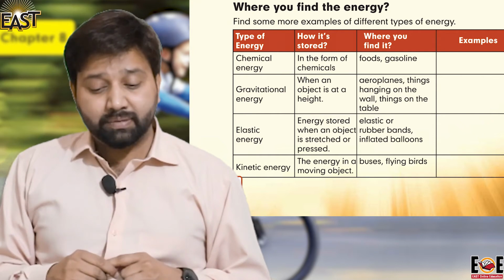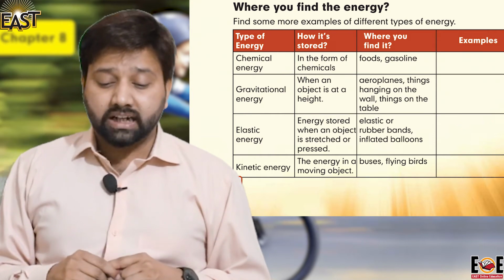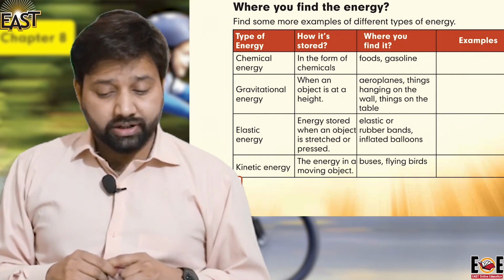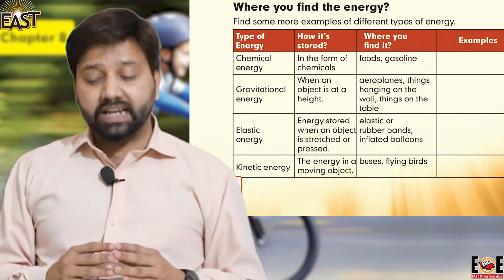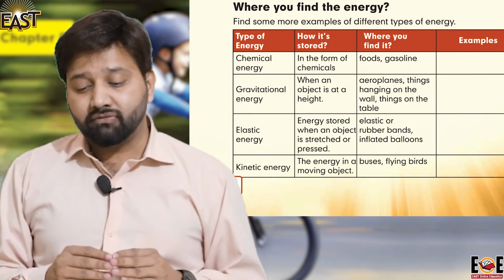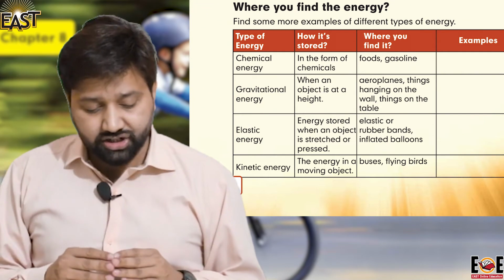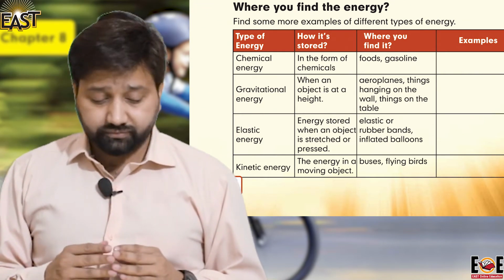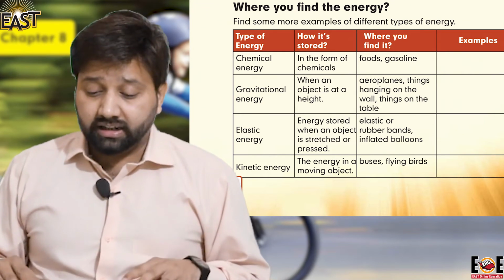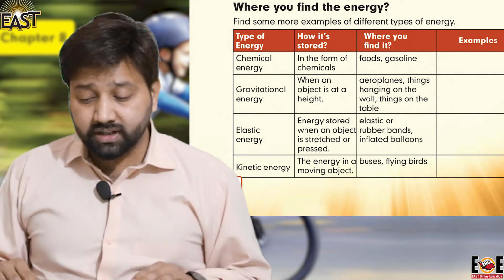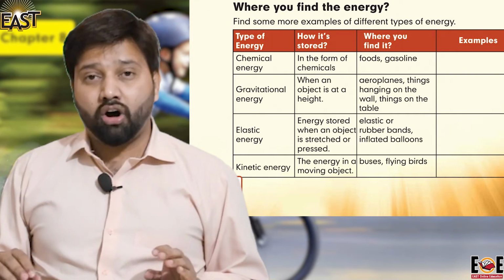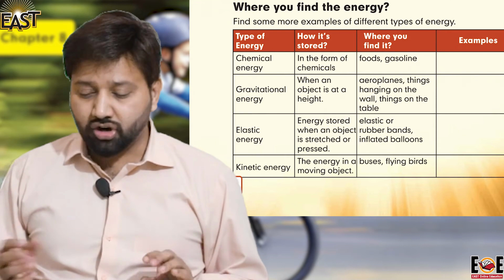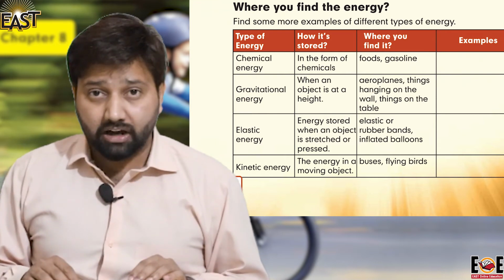Next energy type is internal thermal energy. How it's stored? It is in the form of heat. Heat makes the atoms vibrate, which produces this energy. Where you find this energy? In human bodies and stoves. And the examples are a cup of hot chocolate and baking in an oven.